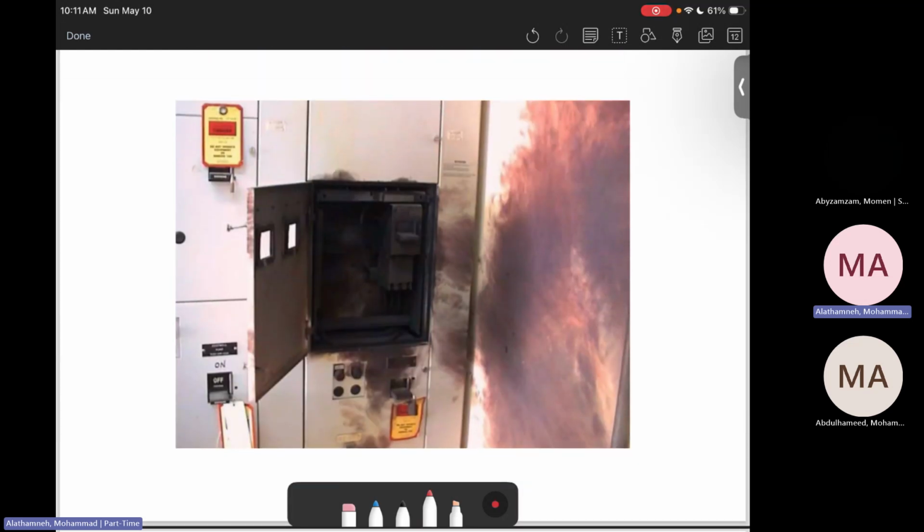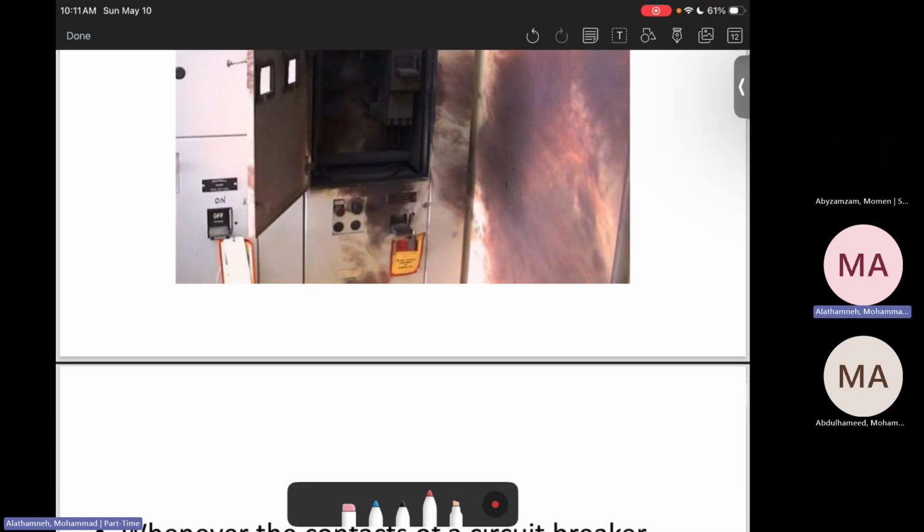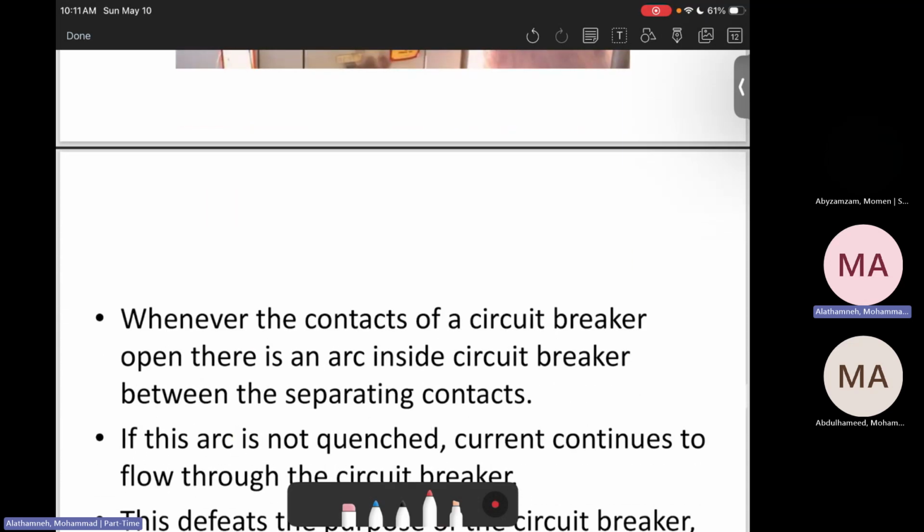And the arc can cause some problems, especially in medium voltage levels. It can make some permanent damages, or sometimes can cause a collision or explosion. That's something that we don't want, but we do have it. Then we need to make sure to minimize that effect as much as possible.